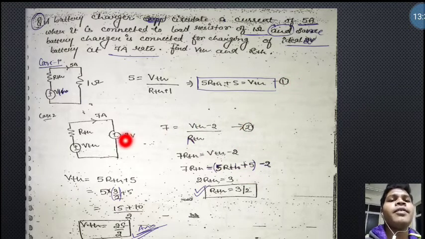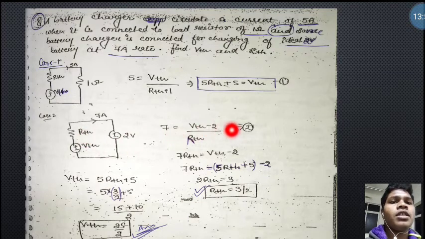Here we are not using the Thevenin's current equation, we are putting only the KVL equation. By applying KVL, 7 ampere is equal to VTH minus 2 divided by RTH. So 7 is equal to VTH minus 2 divided by RTH. Okay, so 7 into RTH is equal to VTH minus 2, that is, 7 RTH is equal to VTH minus 2.